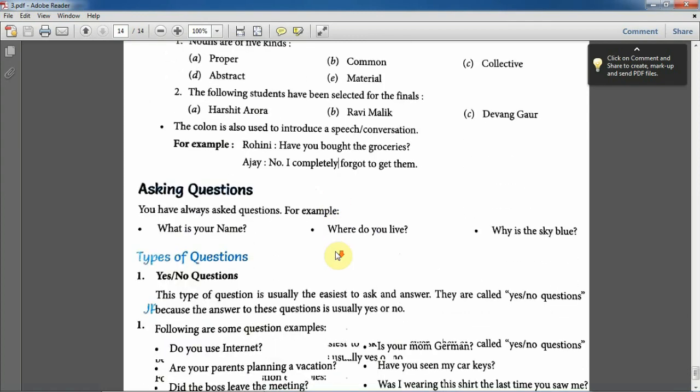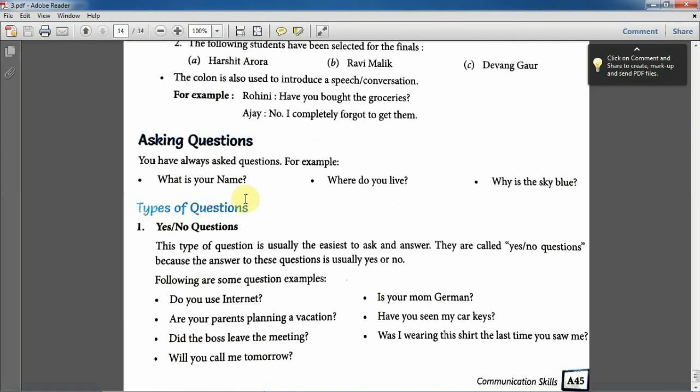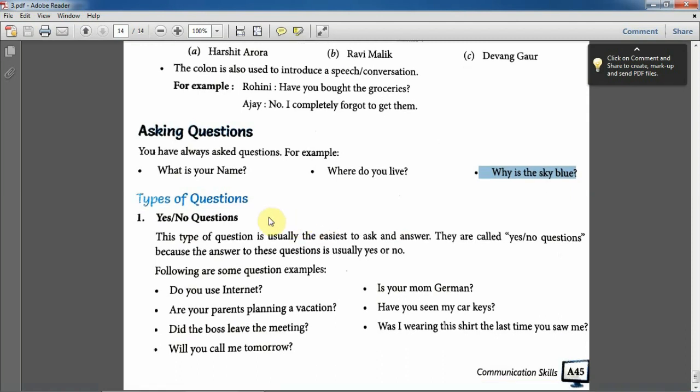So these are punctuation. Now, asking questions. You have always asked questions. For example, what is your name? Where do you live? Why is the sky blue? So we always ask questions, and there are types of questions. First, yes or no. This type of question is usually the easiest to ask. They are called yes-no questions.